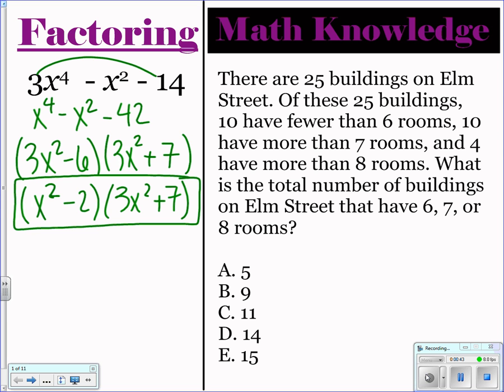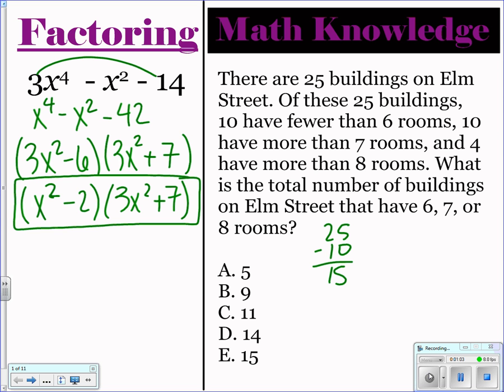Okay, now looking at the math knowledge question. So we've got 25 buildings. Of those, 10 have fewer than 6 rooms. And it wants to know how many have 6, 7, or 8. So those 10 we can throw out. So that leaves us with 15 rooms that we're looking at.